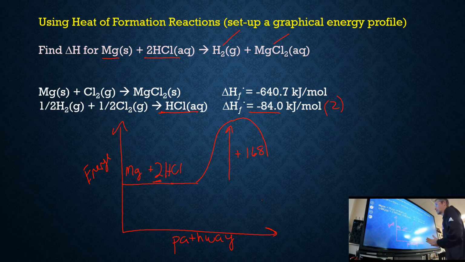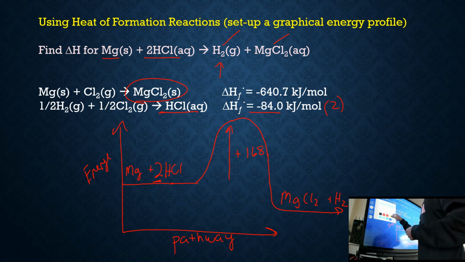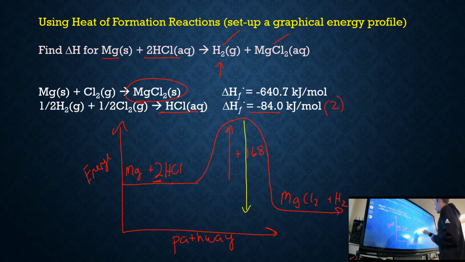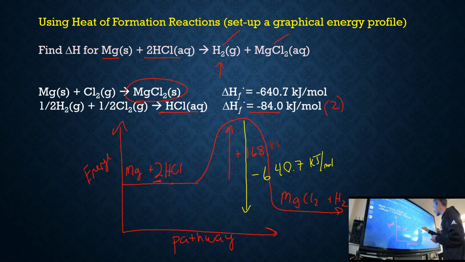We're going to form magnesium chloride. Again, H2 is elemental, so it's going to be 0. So all we care about is forming MgCl2. We also care that we're making hydrogen gas, but hydrogen's elemental, so it's not going to have any formation energy. So this energy here, we're going to change colors. Let's do yellow. Energy here is going to be negative 640.7 kilojoules per mole.